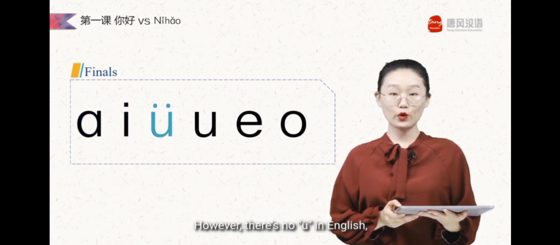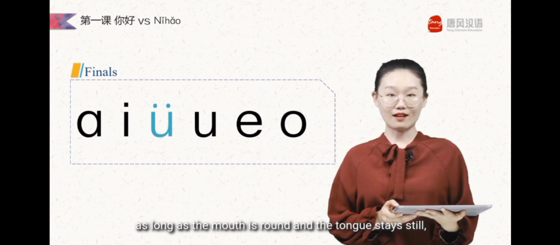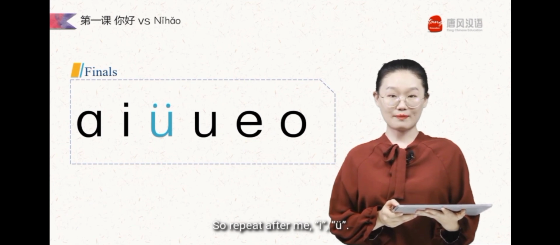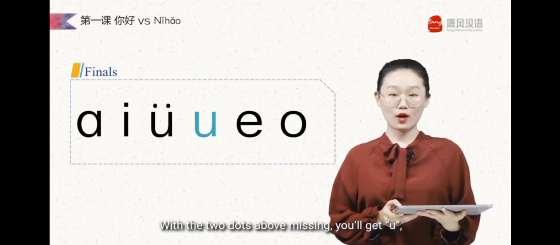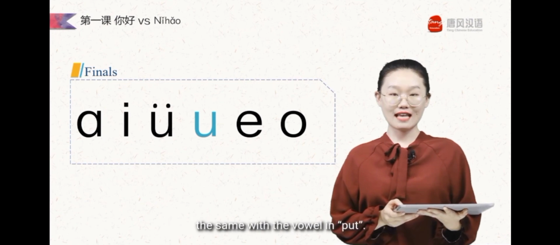However, there is no U in English, but we can pronounce I as long as the mouth is round and the tongue stays still. Then it's U. So repeat after me. I, U. With the 2 dots above missing, you'll get U, the same with the vowel in put.